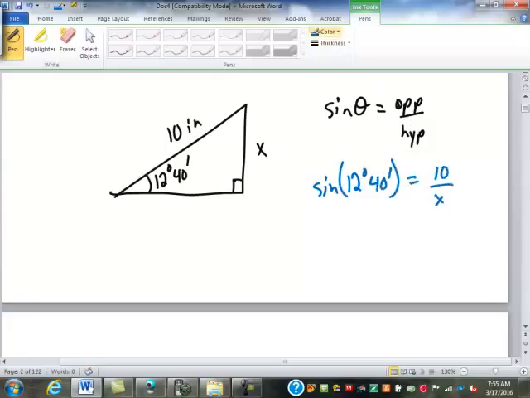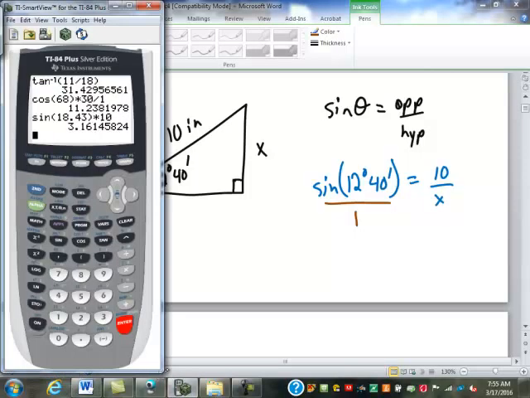So 10 over x, once again, so run. The reason I want to do this example is how do we enter sine of 12 degrees, 40 minutes? Well, your calculators have the degree, minute, second button, but on my calculator, it's easier for me to just do sine of 12 plus 40 divided by 60, close parentheses. Why did I do that? Well, because there's 60 minutes in a degree. So that's 12 plus 40/60ths of a degree is what I just put in there.